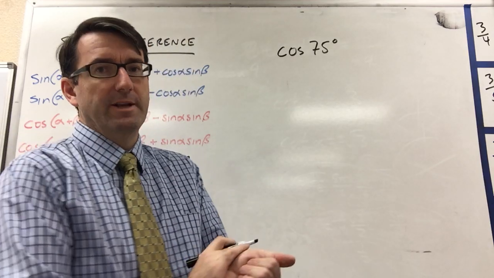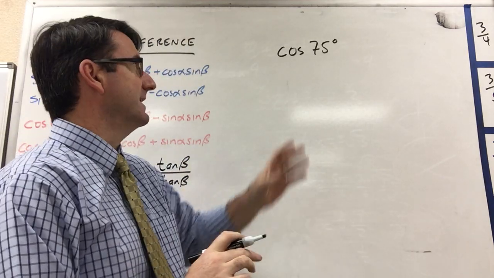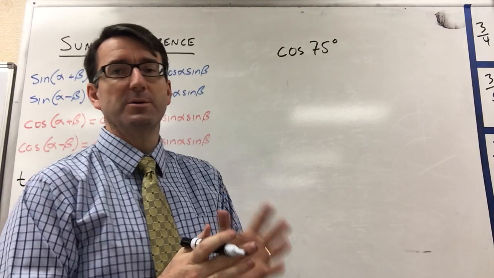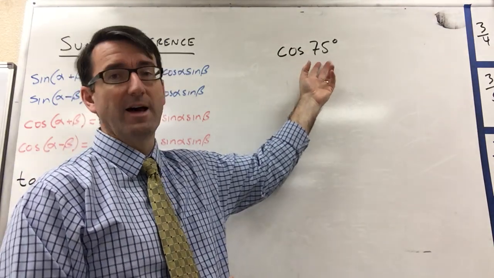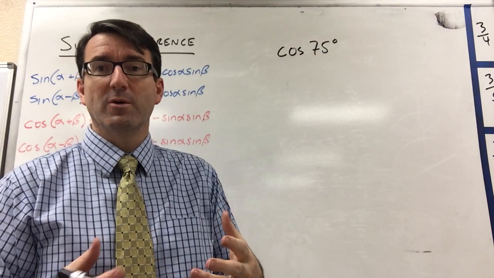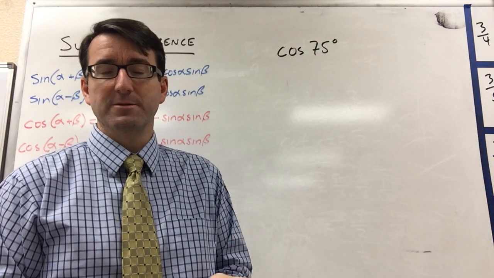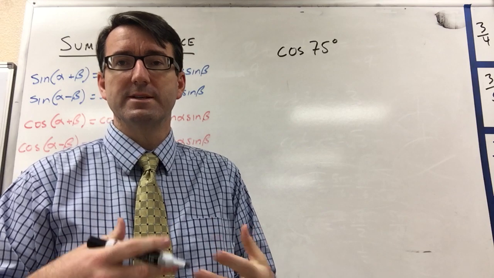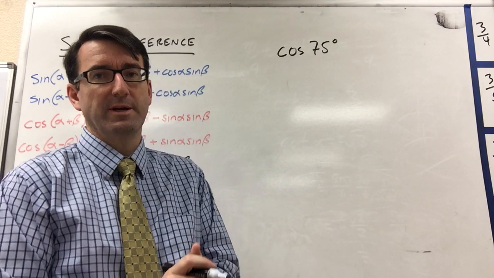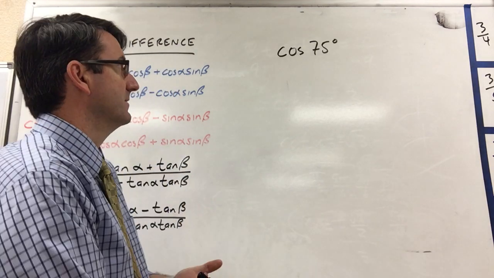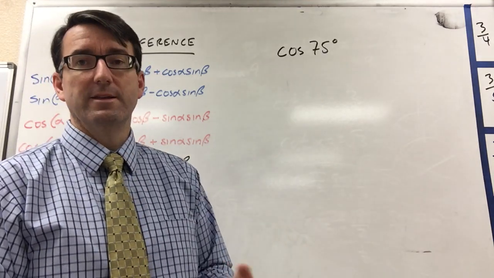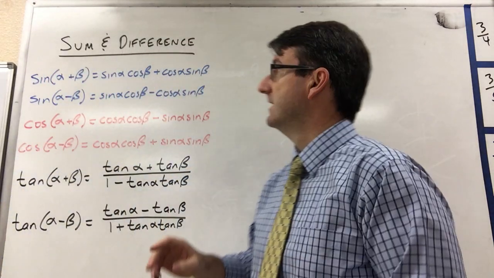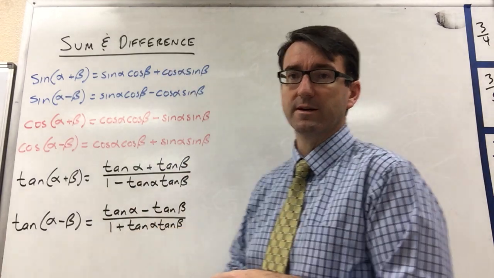All right, number 11 asks us to find the exact value of the cosine of 75 degrees. Now, 75 degrees is not on your unit circle, and we're asked to find the exact value. So you can't plug this into the calculator because it's going to give you a decimal approximation, not the exact value. So we can find this using our sum and difference identities, which are these here.